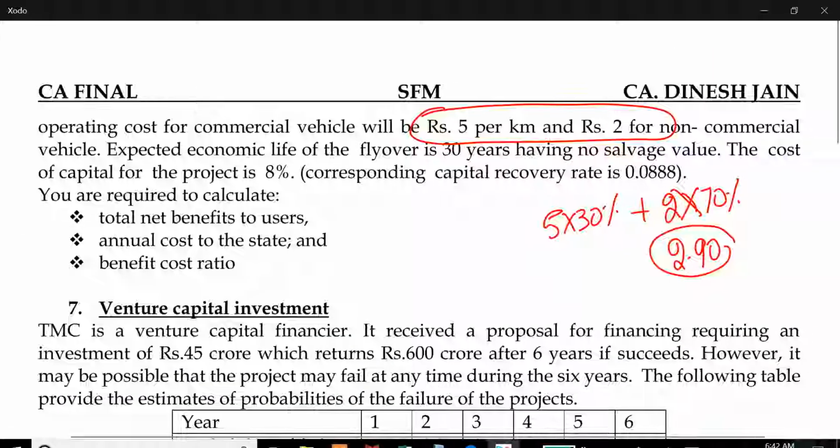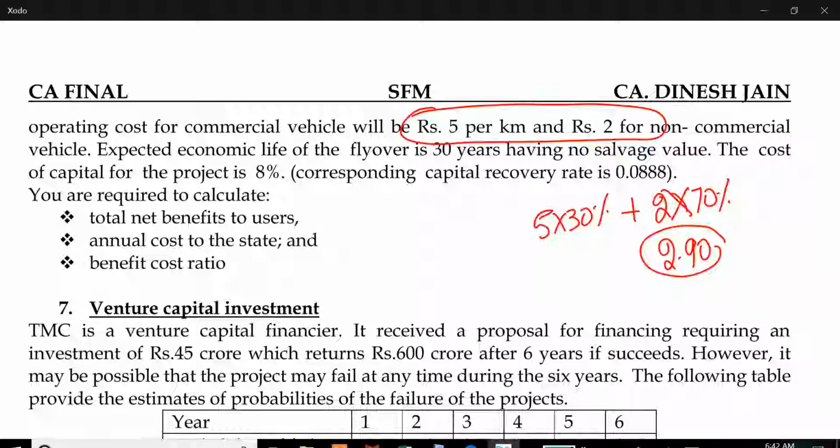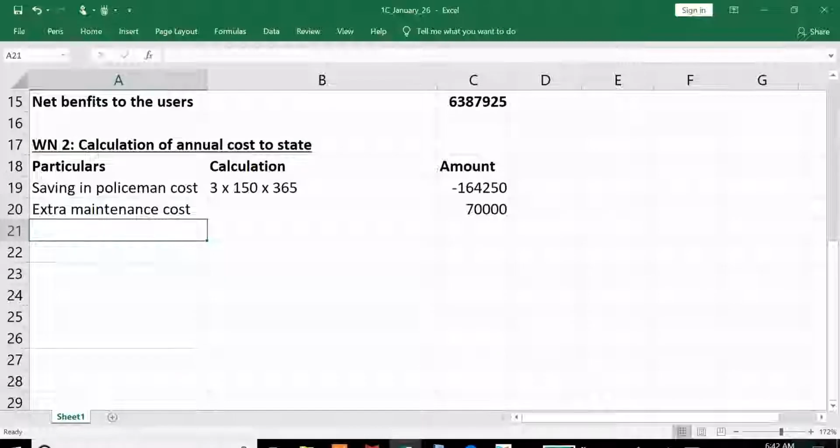Okay. Apart from this, there are no other expenses except the initial flyover. Is the flyover a single year cost, or is it a cost for all 30 years put together? It's a one time cost, that's all. It's not every year that I'm going to incur this. Now listen.